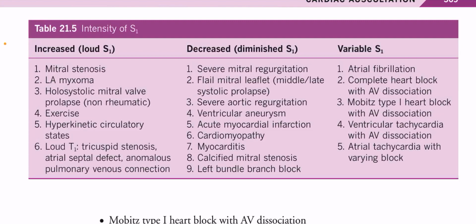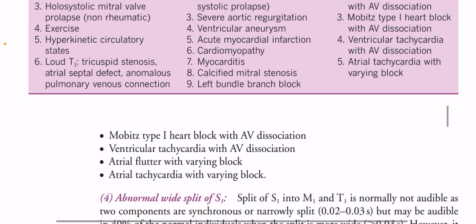Decreased, diminished S1 occurs due to severe mitral regurgitation, flail mitral leaflet, middle or late systolic prolapse, severe aortic regurgitation, ventricular aneurysm, acute myocardial infarction, cardiomyopathy, myocarditis, calcified mitral stenosis, and left bundle branch block. Variable first heart sound occurs in atrial fibrillation, complete heart block with AV dissociation, Mobitz type 1 heart block with AV dissociation, ventricular tachycardia with AV dissociation, and atrial tachycardia with varying block.